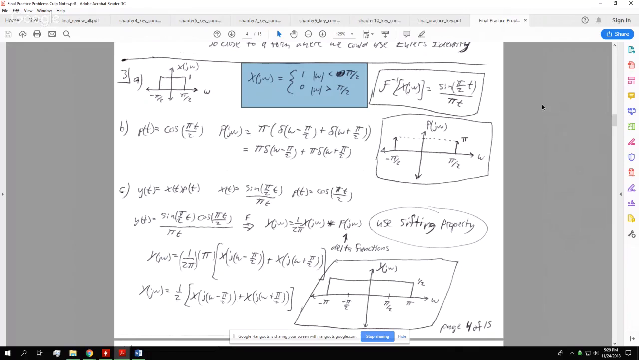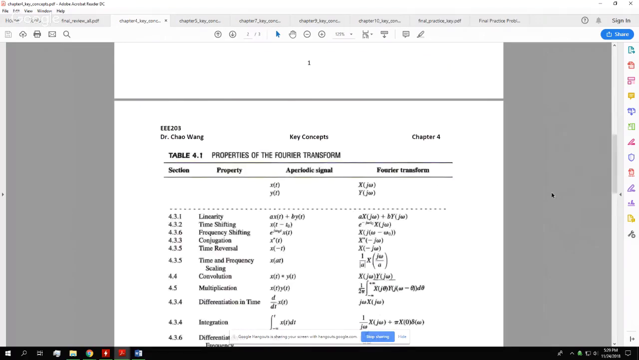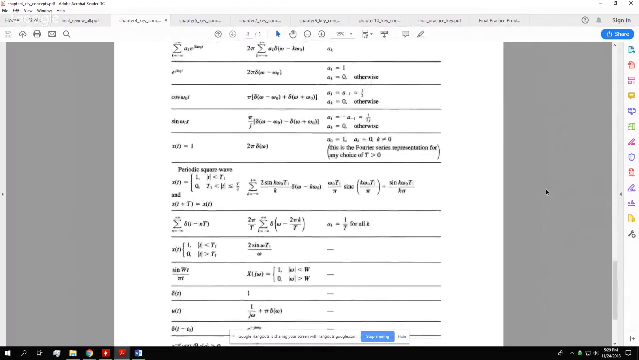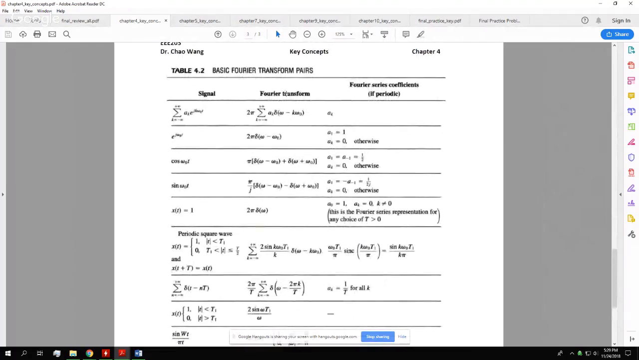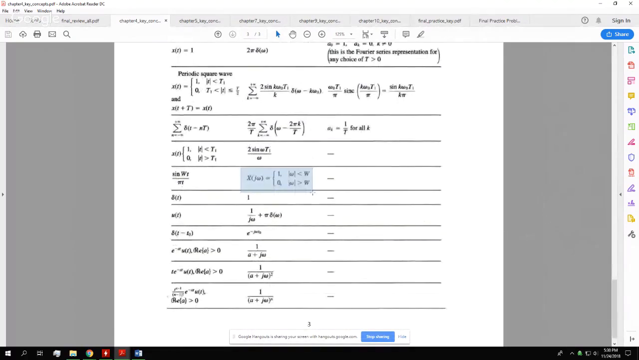So basically, we're just going to go to the transform table and look for that pair. Let me go over to this chapter 4 key concepts sheet and scroll down to our basic transform pairs, and let's find it. Remember, we were given the transform pair, so we need to find the signal. So I'm going to be looking through these center column values until I find something that is shaped the same. And there it is. X of j omega equals 1 when the absolute value of omega is less than some value, and it's 0 everywhere else.